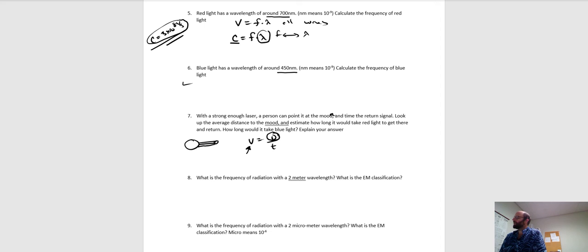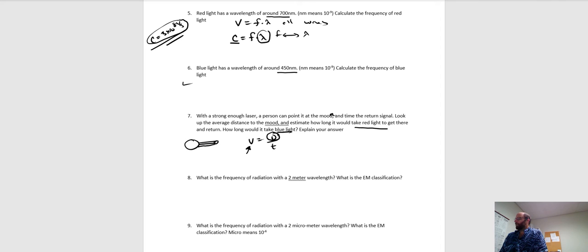Now, the rest of this is a conceptual question. This is how long will it take red light. The next part, how long would it take blue light? That's kind of a conceptual question. I want you to think about that and then explain your answer. I'm not going to give that answer to you.